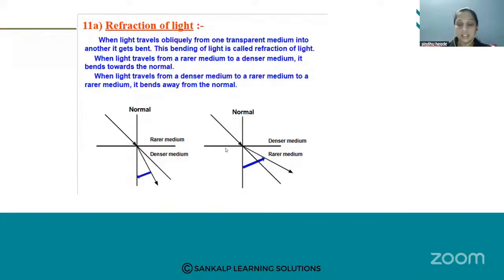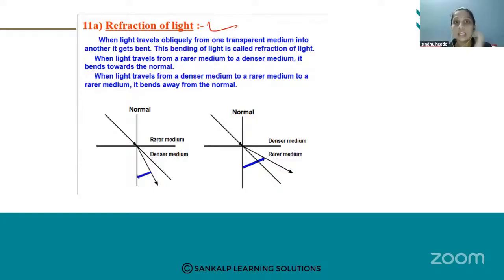Okay, see, now we are going to discuss about refraction of light. Then what is refraction of light? See, we already know that light always travels through a straight line, right? At that time, the reflection occurs. In the reflection concept, we just consider the same medium. When the light is incident on one medium and reflected back to that same medium.